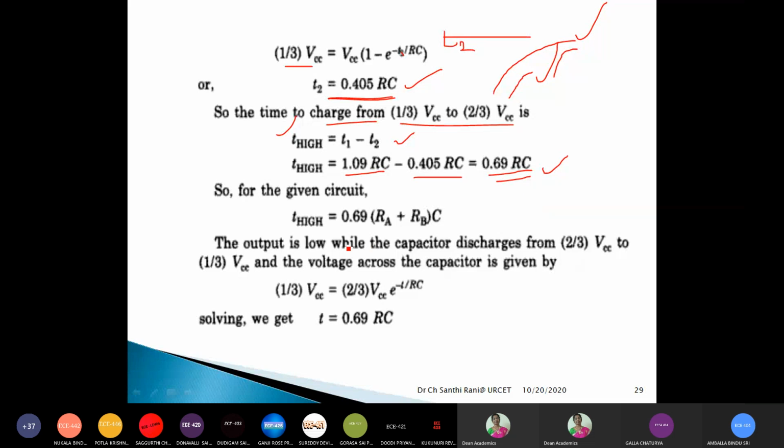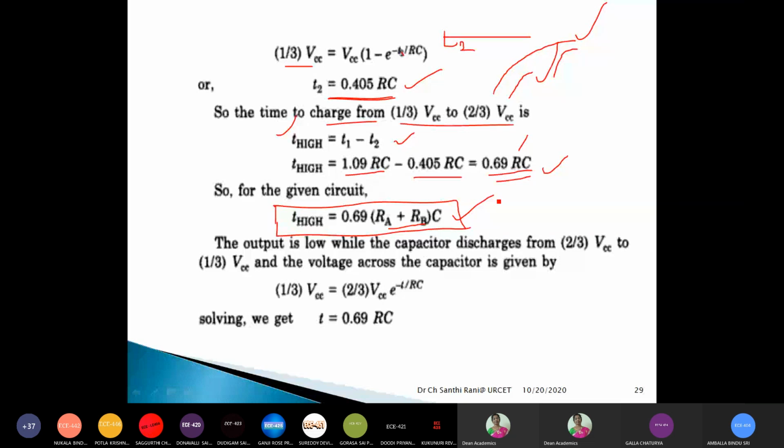Now, what is R? R is nothing but RA plus RB. We have split this R into two parts, and for convenience we have written R, that's all. So T high is equal to 0.69 times RA plus RB into C. So this is T high.